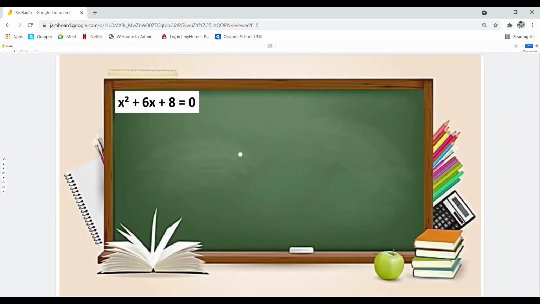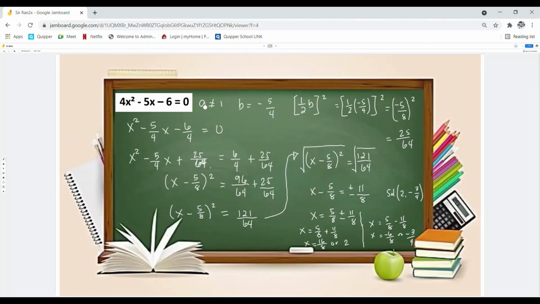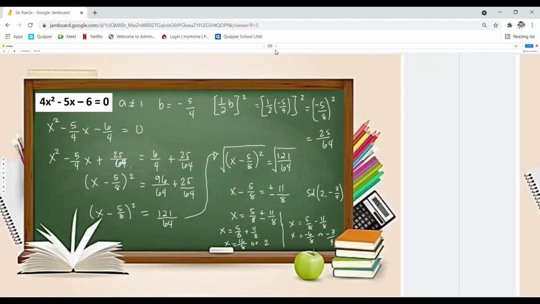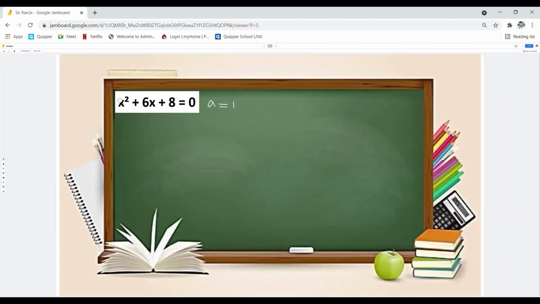Here is another example which is easier because a here is 1. Compared to the previous one, where a is not equal to 1, there's a 4, so we need to divide all terms by the 4. Whatever is the number here that is not equal to 1 is your divisor. Here, do we need to divide? Not anymore because it's already 1.